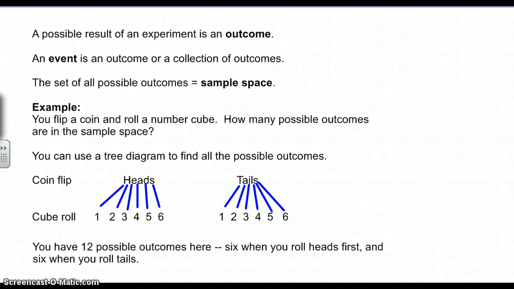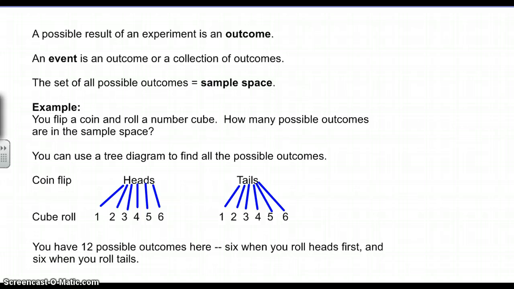So anything that happens as a result of an experiment is an outcome. An event is also an outcome or a collection of outcomes. And the set of all your possible outcomes, anything that could possibly happen, is called the sample space. So the first thing you have to understand is how many possible outcomes are in a sample space.